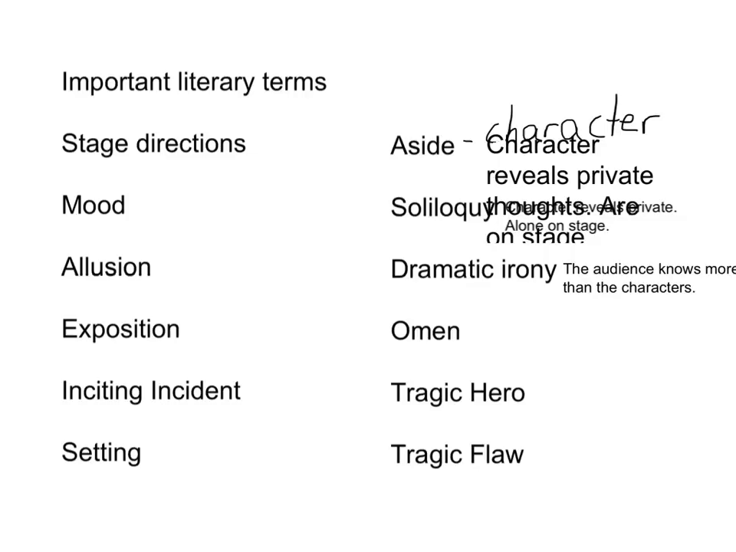An omen is a prophetic sign. Tragic hero. In our story, the main character, Macbeth, is our tragic hero. He will have some type of flaw that will cause his downfall. And the tragic flaw is the thing that will cause, inevitably, his death. So these are the important literary terms for Act 1.